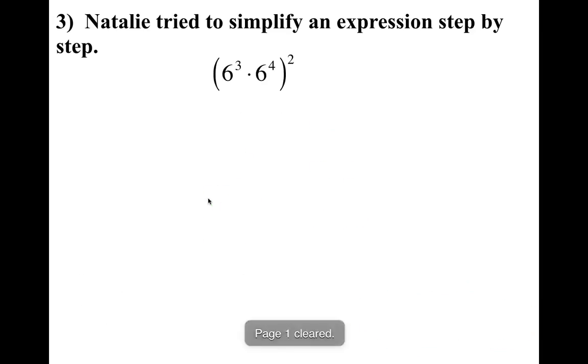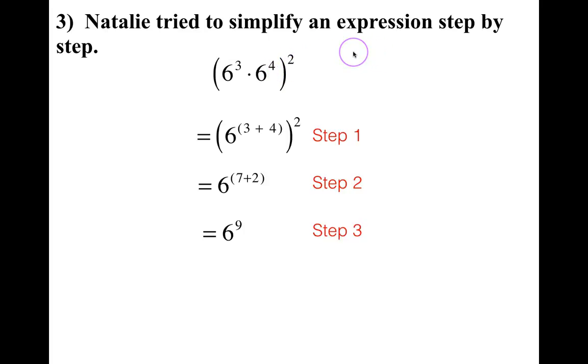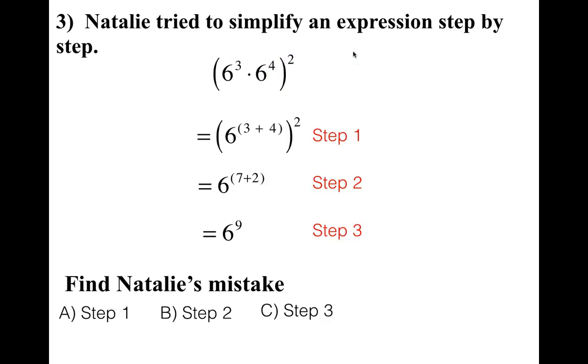Okay, what about number 3? Natalie tried to simplify an expression step by step. She was simplifying 6 cubed times 6 to the 4th, all raised to the 2nd power. Here are the steps, and here are our options. Our job is to figure out where Natalie made a mistake, if any. So go ahead and pause the video, examine the work, and see where you can find the mistake, if there is one.